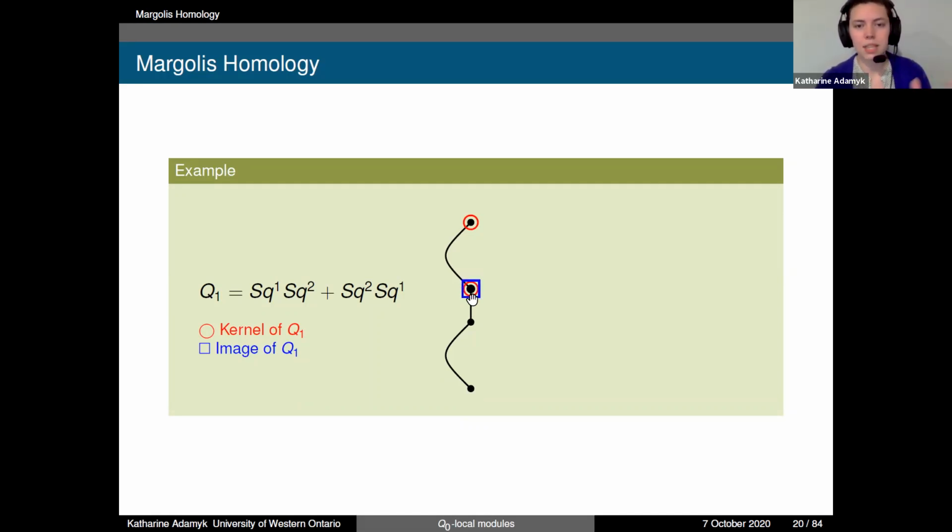And then the opposite thing happens on the class in degree 2. Sq1 Sq2 acts trivially, but Sq2 Sq1 hits this top class. So the whole kernel of Q1 is in the image of Q1, and we get 0 Q1 Margolis homology.